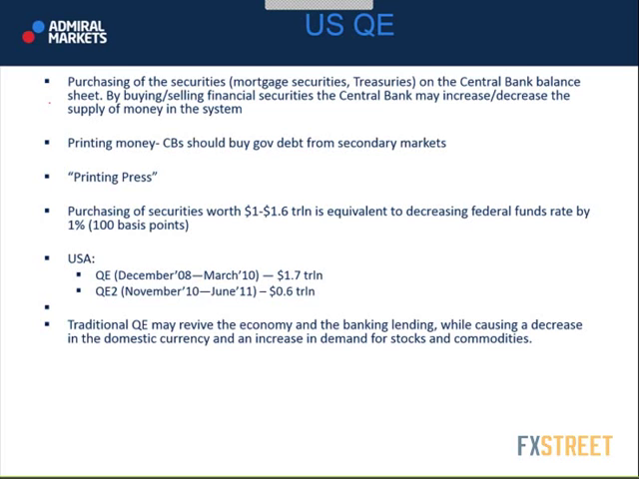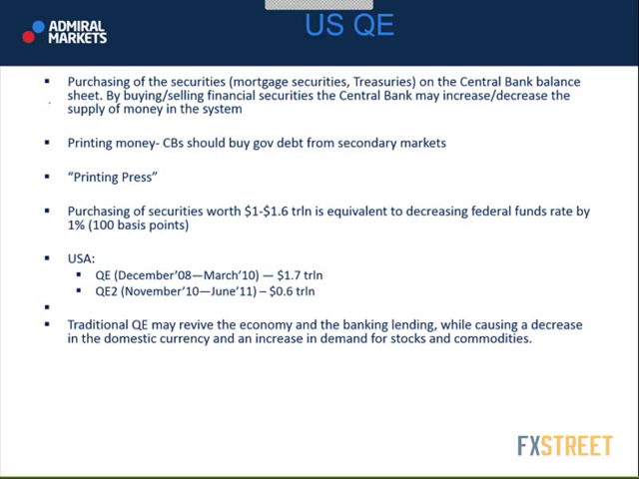Printing press is a term which Ben Bernanke, a former governor of the Fed, used in the year 2002, so that if rates reached zero and deflation threatened, the government could always act to ensure deflation was prevented.